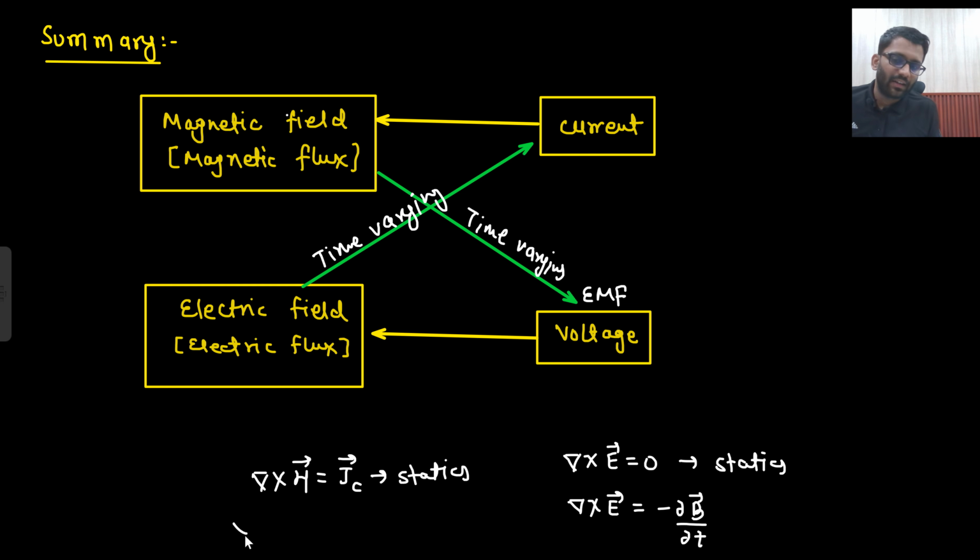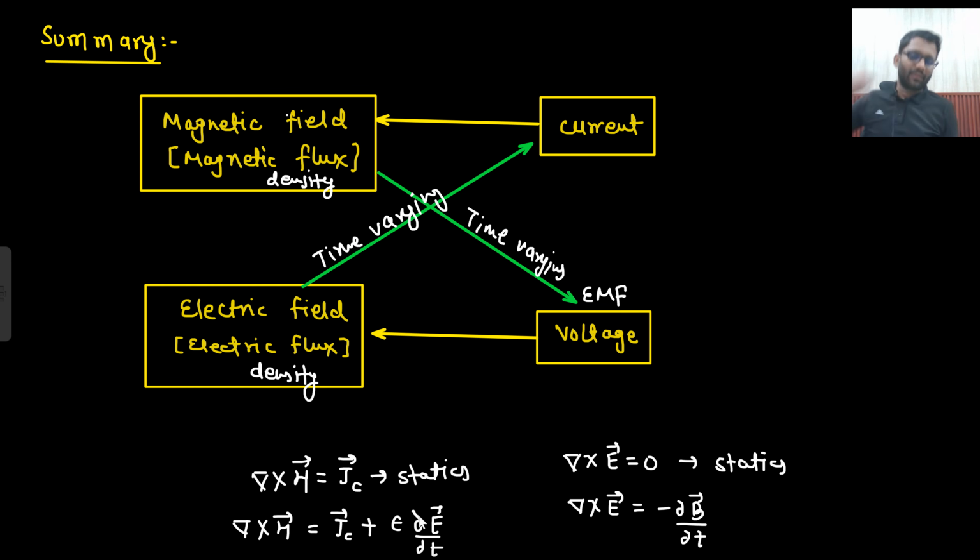So what did we study here? J_c was there, but if electric field is changing, then it will generate electric flux density, or better, magnetic flux density, we can say magnetic flux density. Okay. So this we have studied in time varying form.